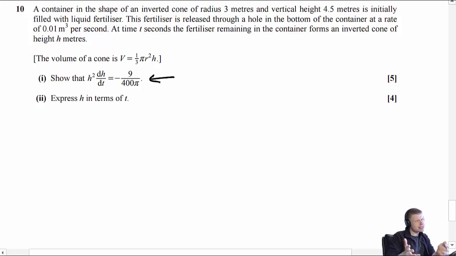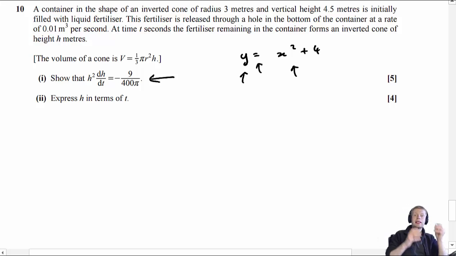Now what is a differential equation? It sounds quite scary, but it's honestly not. If I just write down an ordinary equation like y equals x squared plus 4, for example, that would be an example of an equation. You've got something on one side and something on the other, and the thing which connects the two is an equal, so we call it an equation.